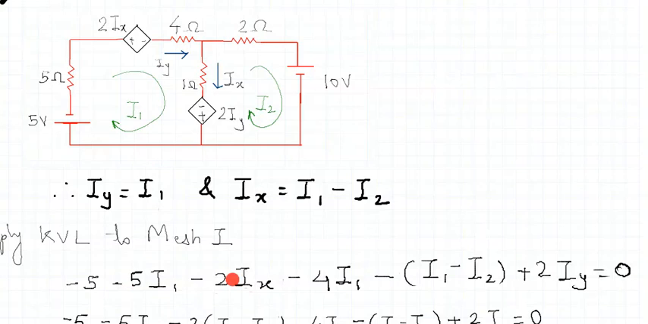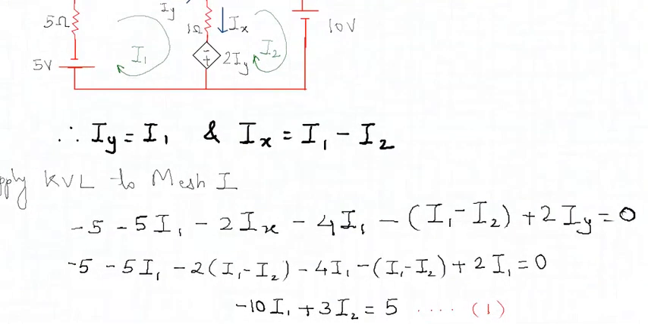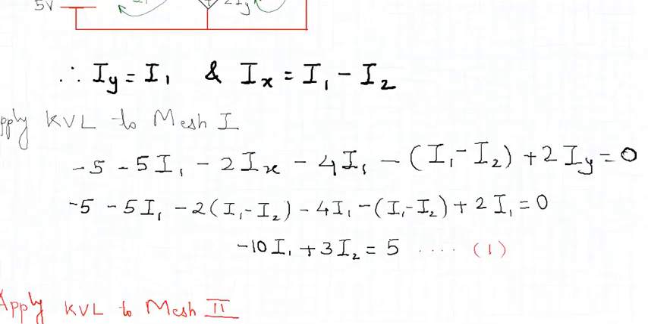And now what we do is simply substitute what our Ix is and what our Iy is. Ix we have already said is I1 minus I2, so we substituted Ix as I1 minus I2. Iy is I1, so we substituted Iy as I1, and we need to simplify this, collect the similar terms, collect I1 terms, collect I2 terms, and then we get the equation which is this.